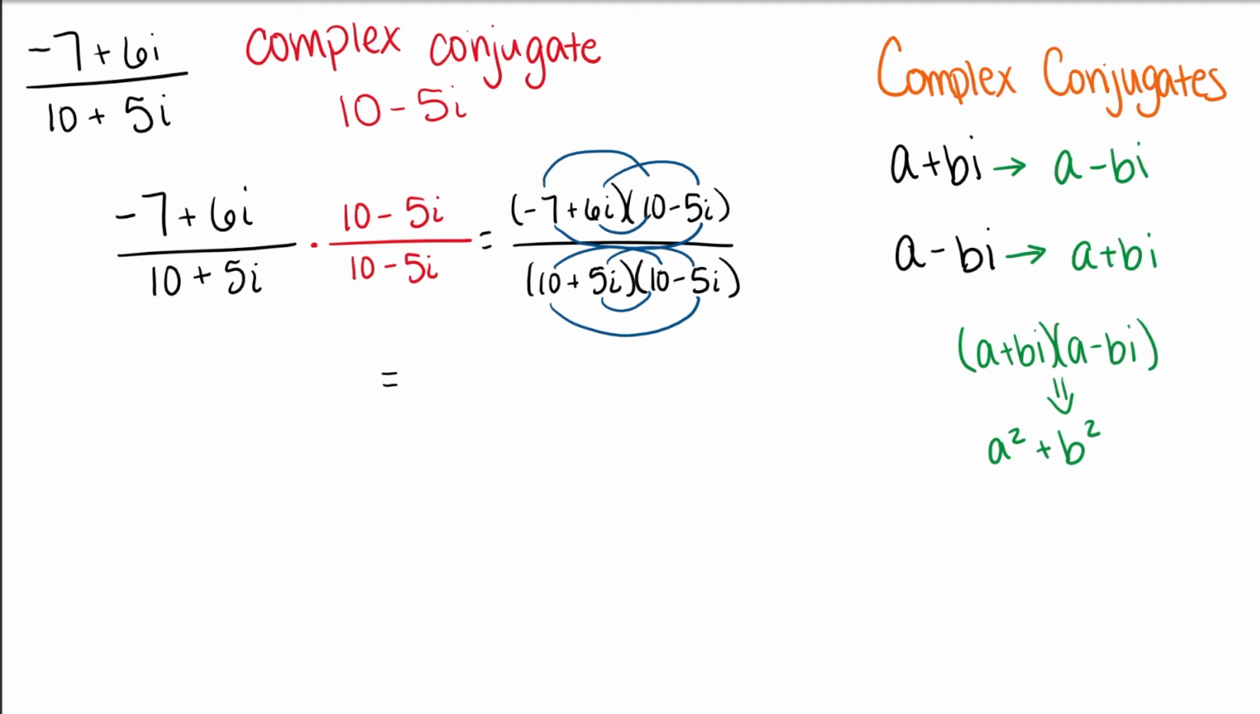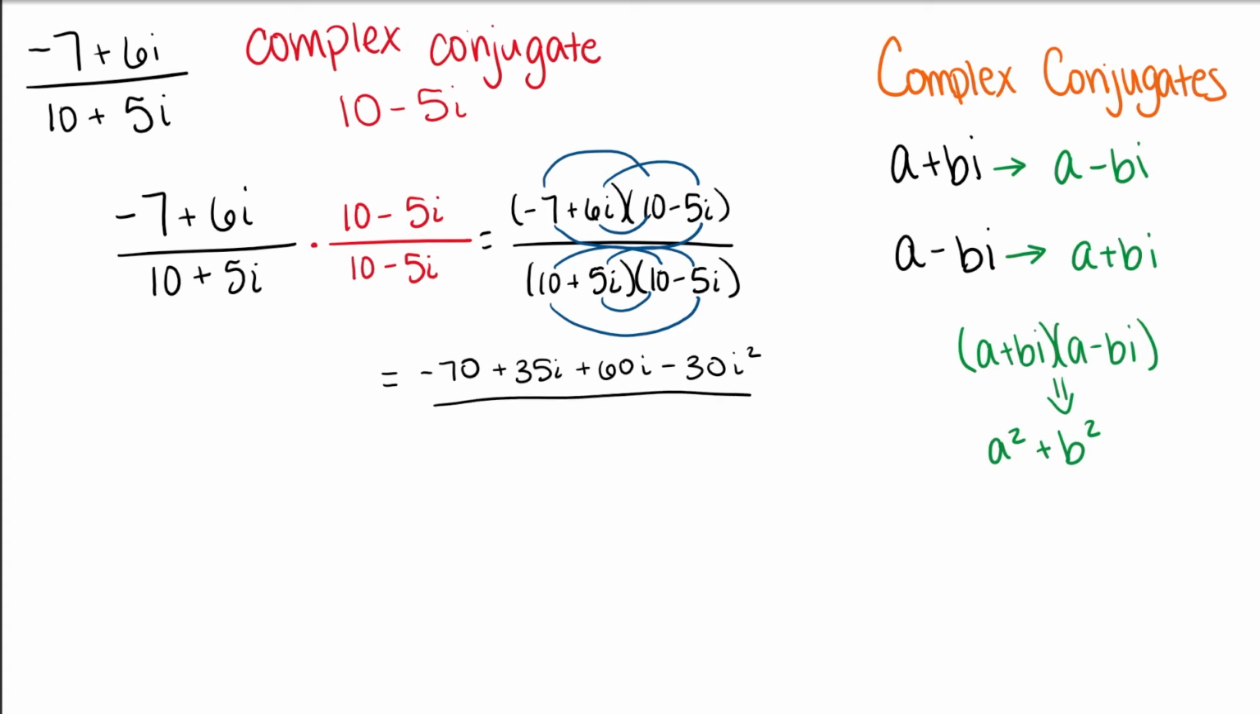So this becomes negative 7 times 10 is negative 70. Negative 7 times negative 5i is positive 35i. 6i times 10 is positive 60i. And 6i times negative 5i is negative 30i squared.